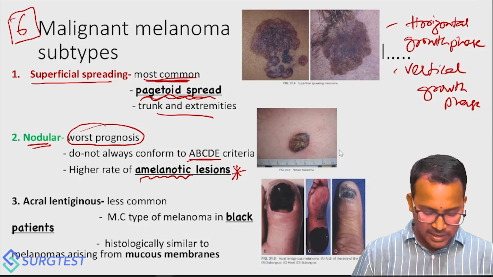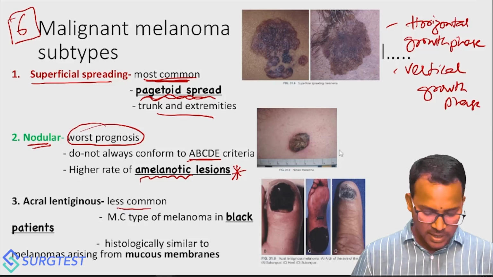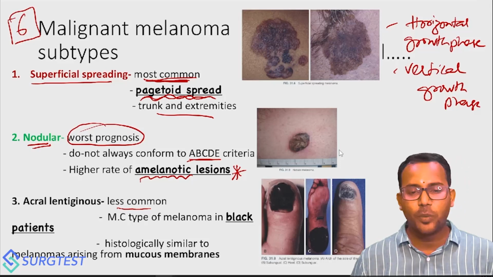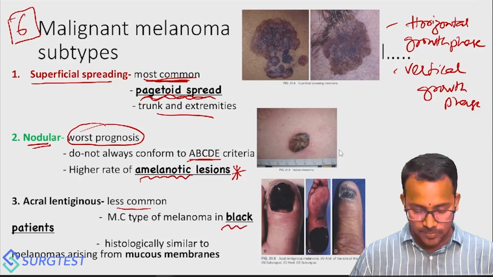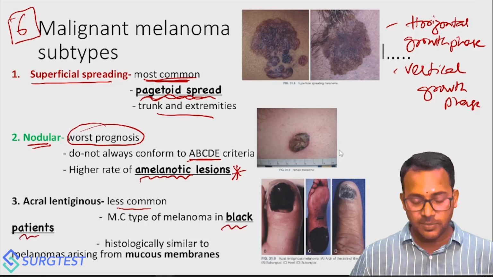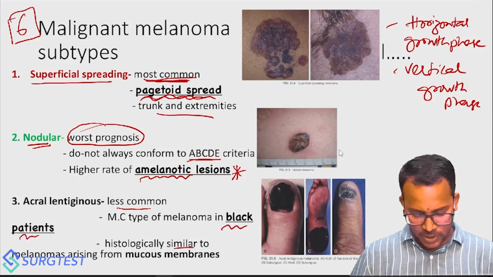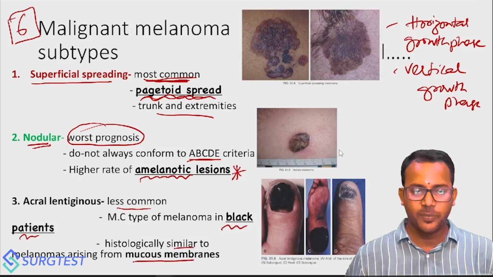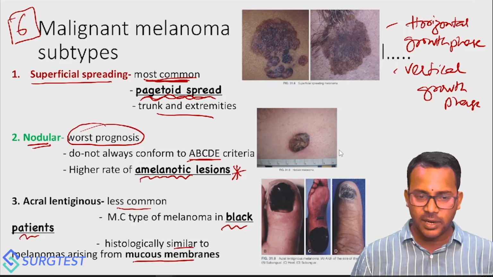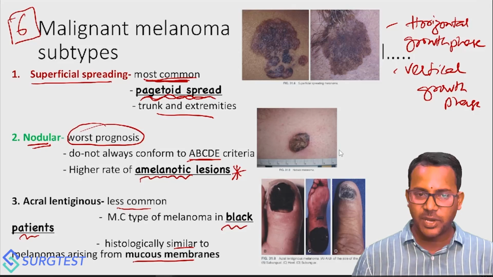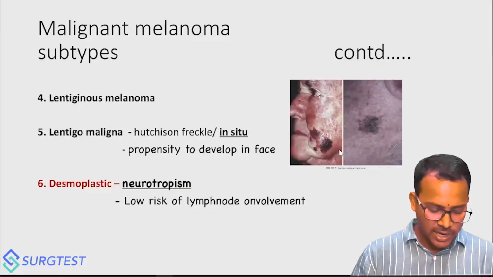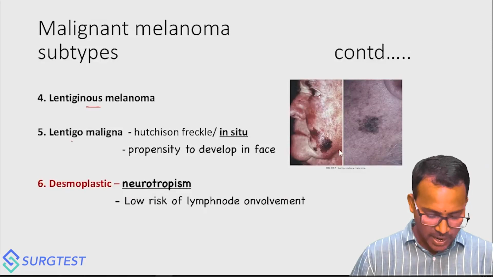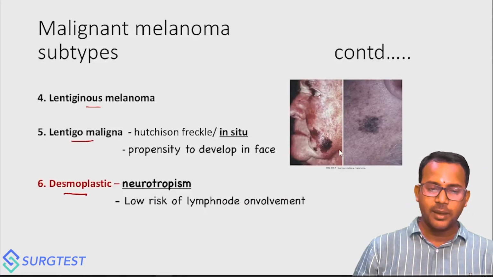You see, acral lentiginous melanoma is a less common variety, but however, it is the most common type of melanoma in black patients or the black population. Okay, histologically, it is much similar to the melanomas arising from the mucous membrane. So these three are the most important initial subtypes of malignant melanoma, followed by the other three subtypes, which are lentiginous melanoma, lentigo maligna, and desmoplastic melanoma.